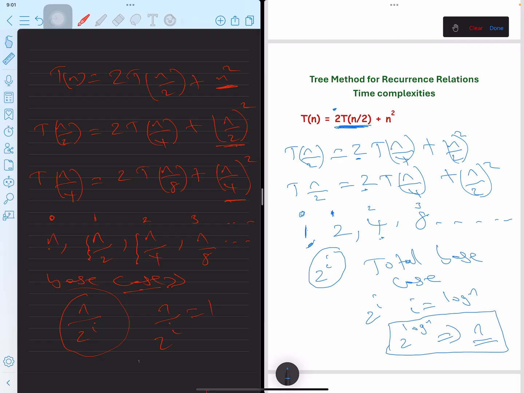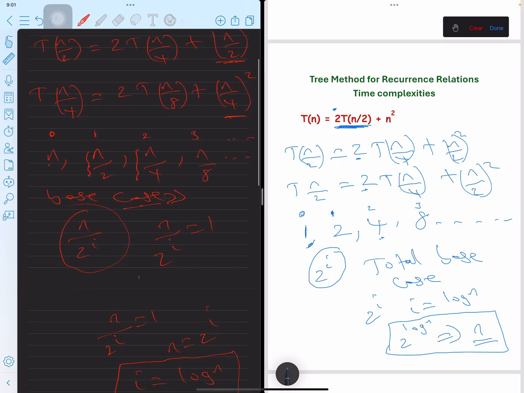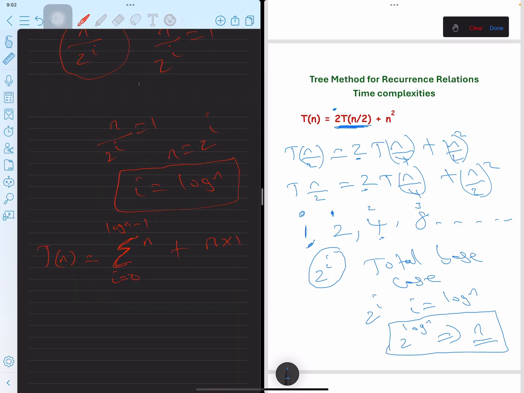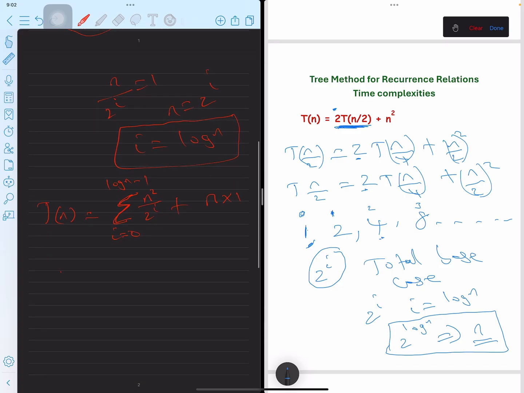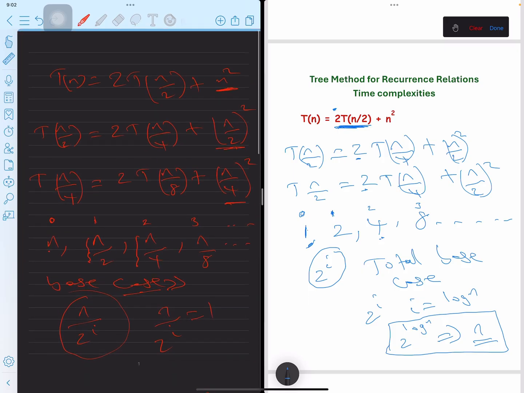Based on this, we can tell what the pattern will be, okay? The pattern will be n squared divided by 2 to the power of i, because if you take n squared over 2 to the power of i, at all times, you would produce the work done at each of the levels, all right? So now, if you use the i value here, when i is 0, this will produce n squared. And that's the first one here, okay?